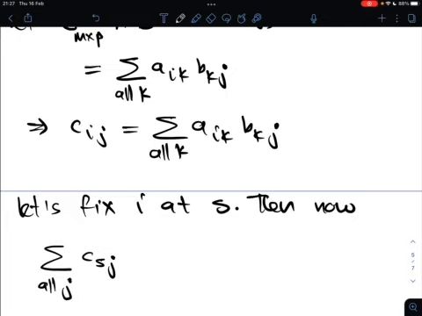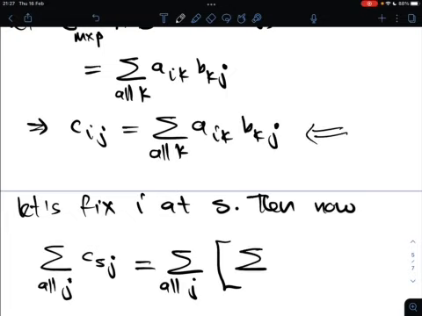So this means I'm fixated at row S, but I'm summing along that row. So I want to find what is the sum that I'm going to get when I'm summing all the entries that lie in row S. By definition, this is the same as saying sigma over all j of C_sj, which is just that because C_sj can be created by putting S where there is i in this definition here. You see that? So I'll bring that whole thing to get sigma over all k of A_sk B_kj. So that's what we get now.